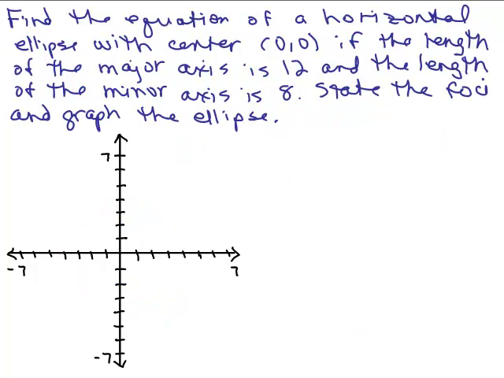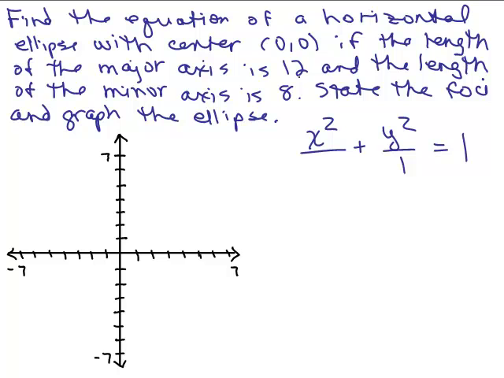All right, let's try this problem. Find the equation of a horizontal ellipse with center 0, 0 if the length of the major axis is 12 and the length of the minor axis is 8. State the foci and graph the ellipse. All right, it's a horizontal ellipse centered at 0, 0, so we know it's of this form. We know the bigger number is going to be under the x squared because it's a horizontal ellipse. So the major axis must be the x-axis.